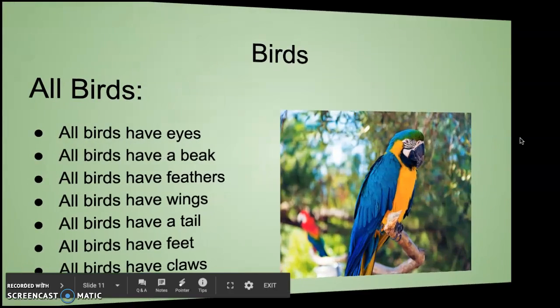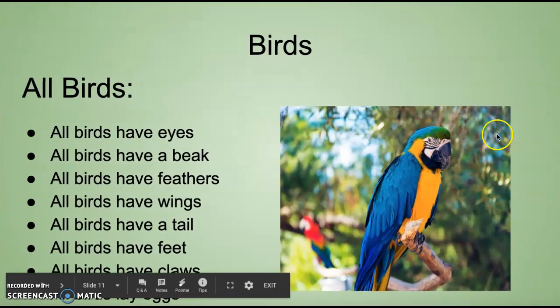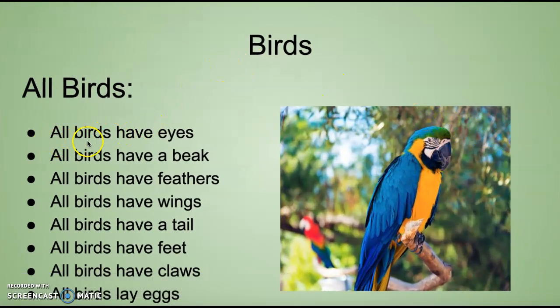Okay, let's go ahead and go over the different parts of a bird. All birds have eyes. All birds have a beak. All birds have feathers. All birds have wings. All birds have a tail. All birds have feet. All birds have claws. All birds lay eggs.